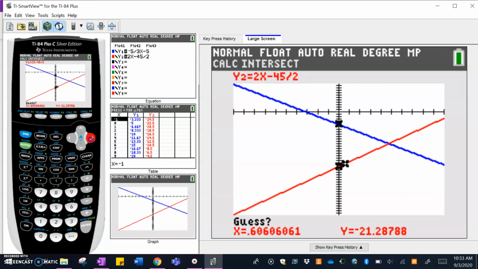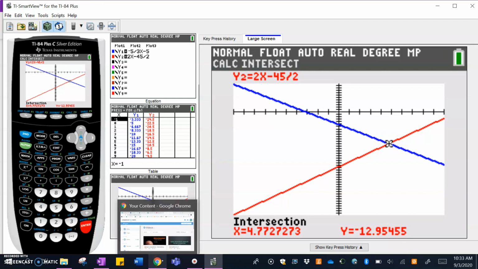For your guess, if there's only one point of intersection, you just hit enter for your guess. But if your graph crosses each other more than one time, you're going to want to get close to the intersection point and then hit enter. And so that should give you your intersection point.